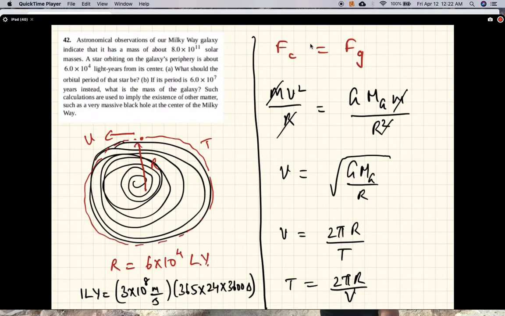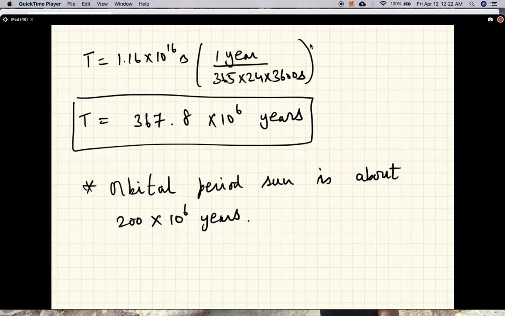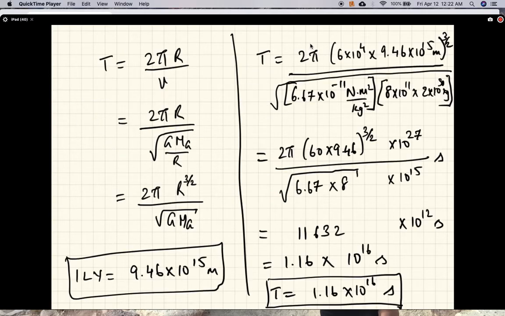Now let's see, what does part B say? If the period is 60 million years instead, what is the mass of the galaxy? So what they're saying is, instead of 367 million, it's 60 million, so 1/6 the period. And let's go look at the period formula. So here's the period formula. We're going to keep the orbital radius the same.